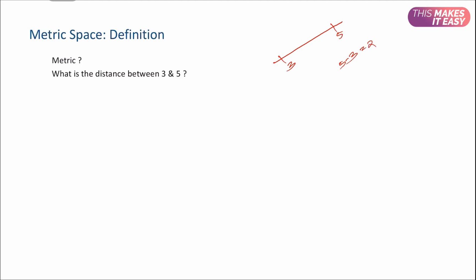But mathematically it is not correct. We have to take the modulus of this. So even if you deduct 3 minus 5, that's also correct. So the distance is basically symmetric. The distance between 3 and 5 is equal to the distance between 5 and 3. It is symmetrical. And it will be a non-negative number. It can't be negative. If you take the distance between 3 and 3, then it will be 0, but it can't be negative.